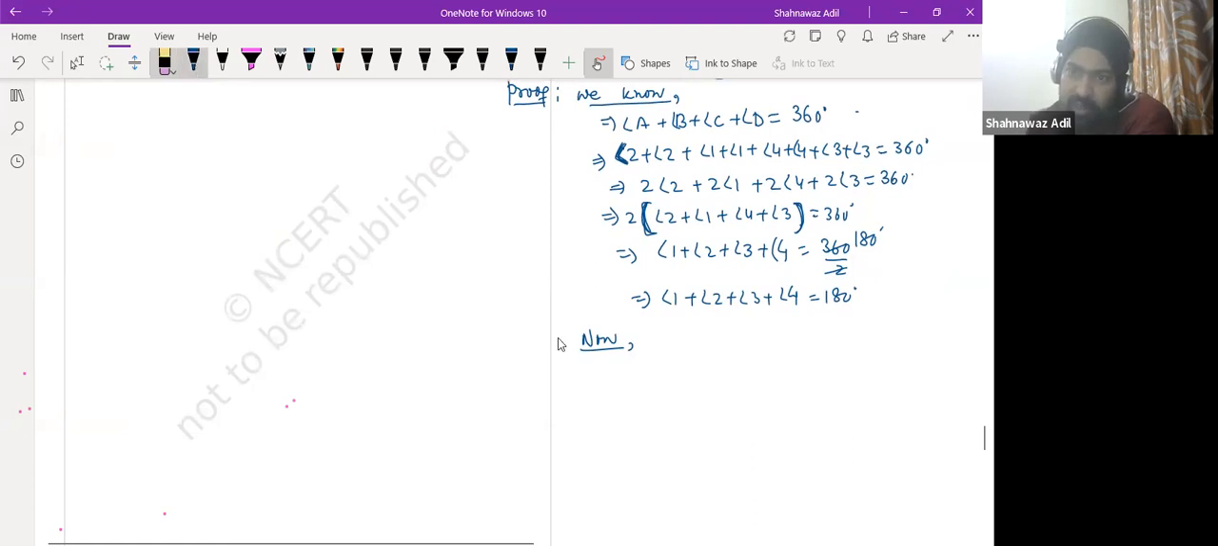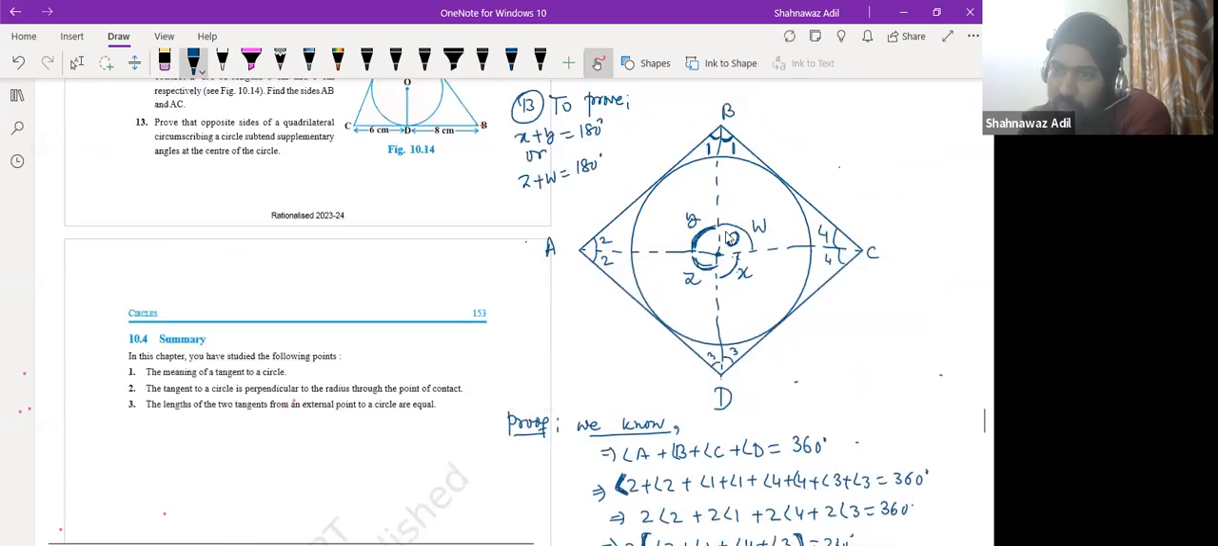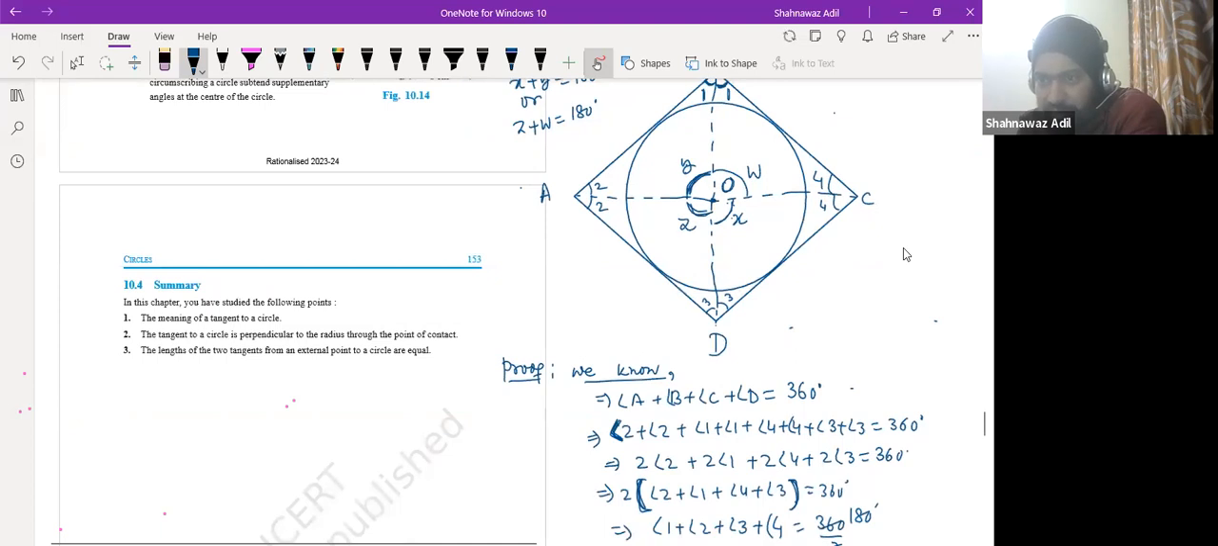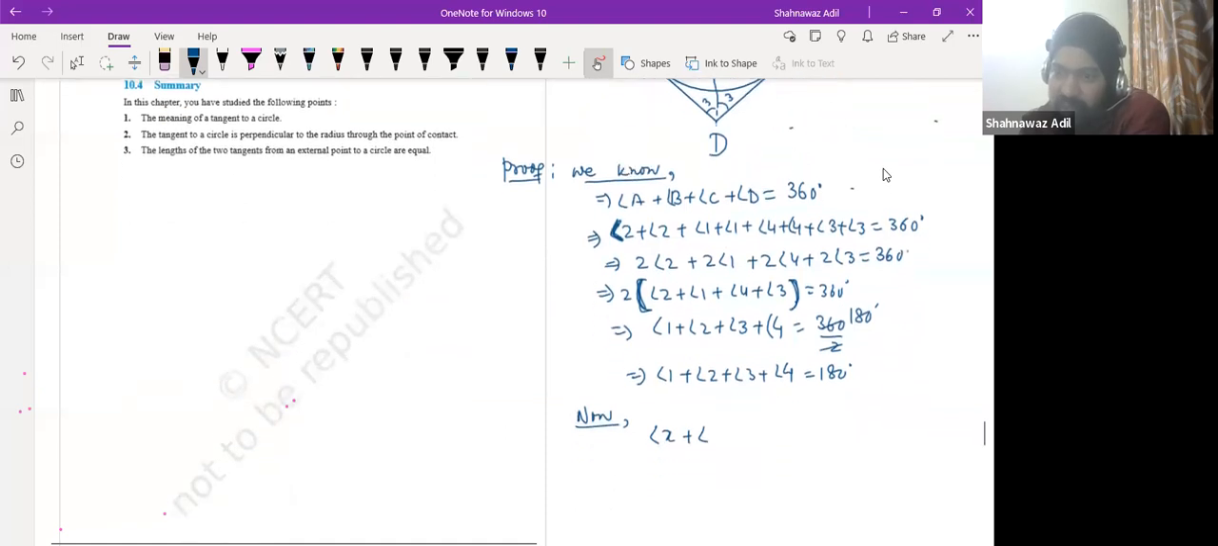Let me write it in this way. Angle x plus angle 3 plus angle 4. How much would be this? Angle x plus angle 3 plus angle 4. How much would be that? Yes, x plus 3 plus 4. What would be that angle? Yes, x plus 3 plus 4 is equal to 180. 180, right? So let me write it this way.